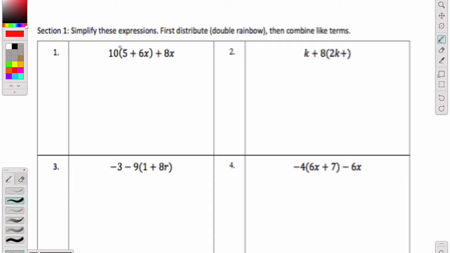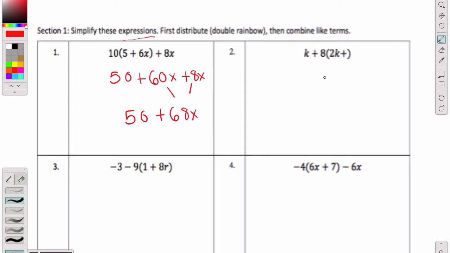Look at number 1. Number 1 is 10 times 5 plus 6x plus 8x. Remember, these are just expressions and we're simplifying them. So first, 10 times 5 is 50 plus 60x plus 8x. We can combine these, so our most simplified expression is 50 plus 68x.